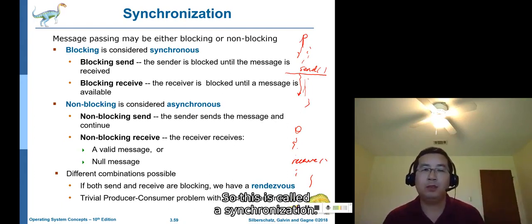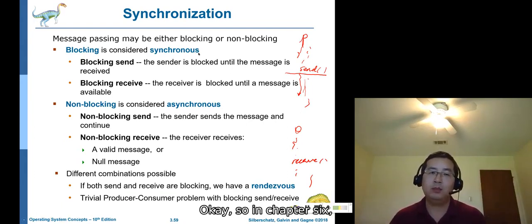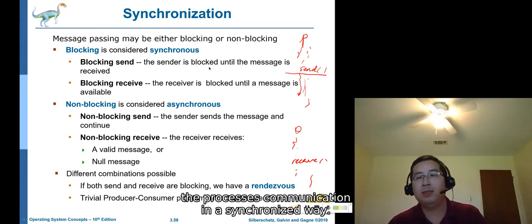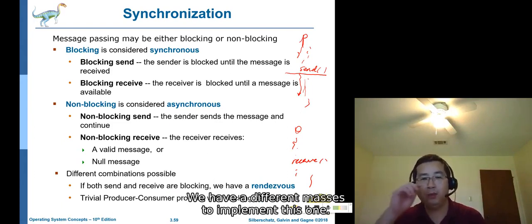So this is called synchronization. In chapter 6 we'll talk about these things in detail: how to maintain process communication in a synchronized way. We have different methods to implement this.